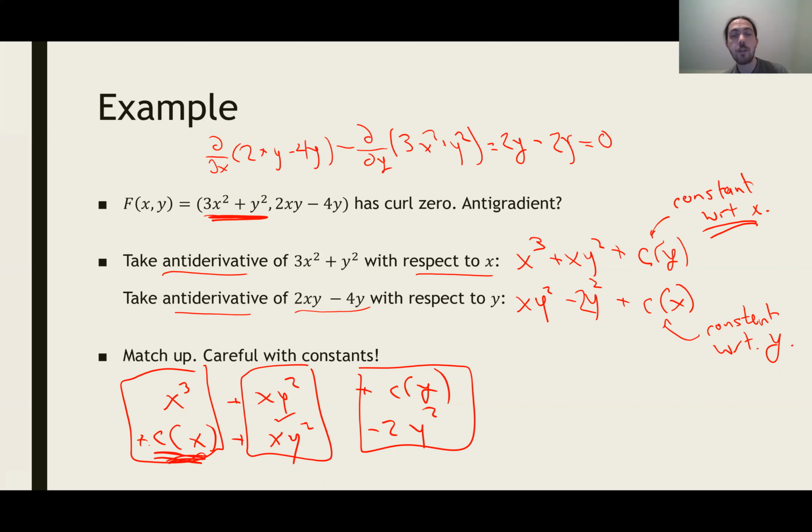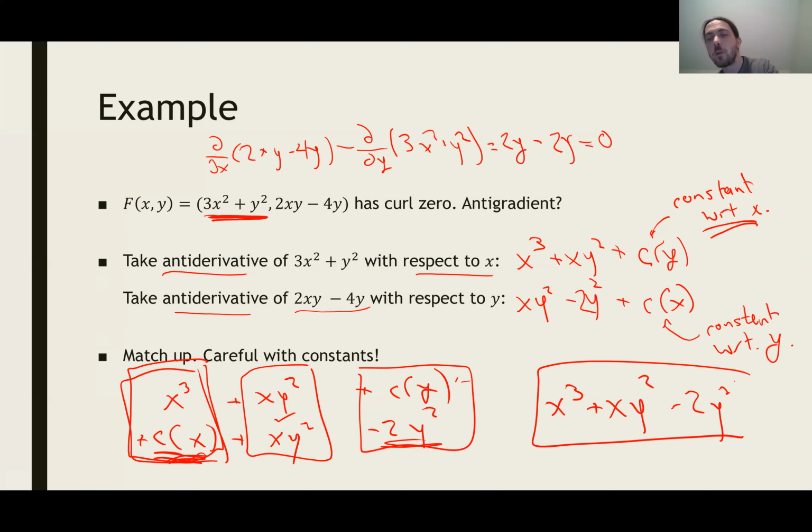Here, one of our antiderivatives only told us that we had a constant that depended on y, but from the other one, we find that that should be basically minus 2y squared. Similarly, one of the antiderivatives told us we had a function that depended on x, but it matches up with the part that's x cubed from the other antiderivative. So putting the answers together, we get x cubed plus xy squared minus 2y squared as our anti-gradient for this vector field.